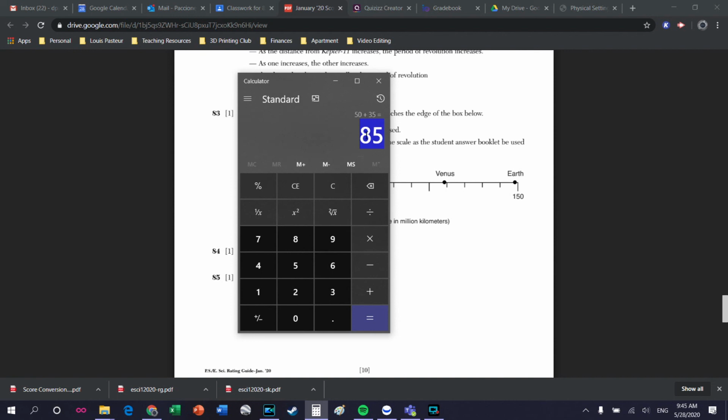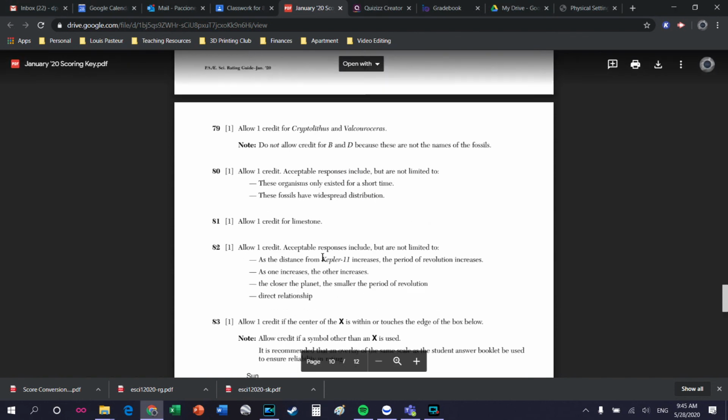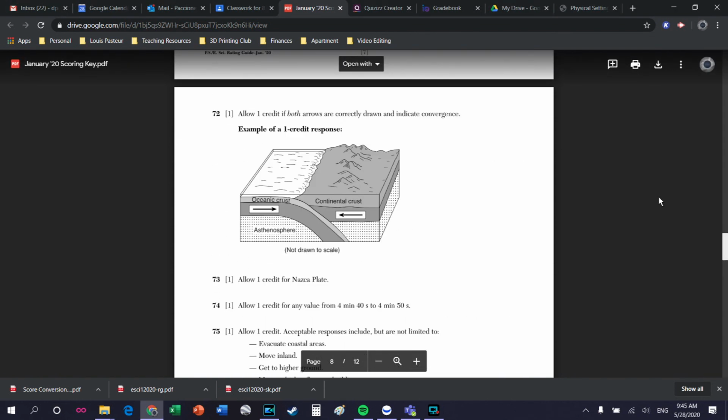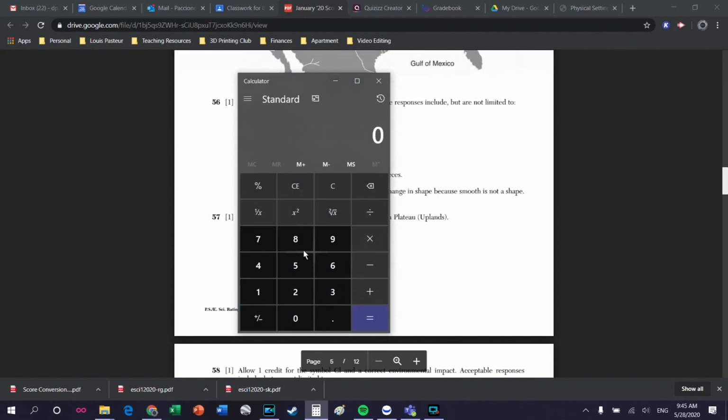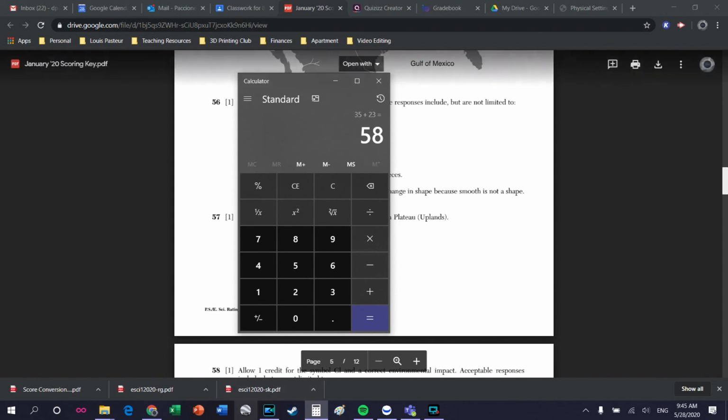You have to add the multiple choice plus however many you got for the written section for part B2 and part C. You add that together. Let's just say I get 35 multiple choice questions correct, and let's say I get, I don't know, 23 out of 35. So I got 58. So my final score is 58 out of 85 because 85 is the total number of points.